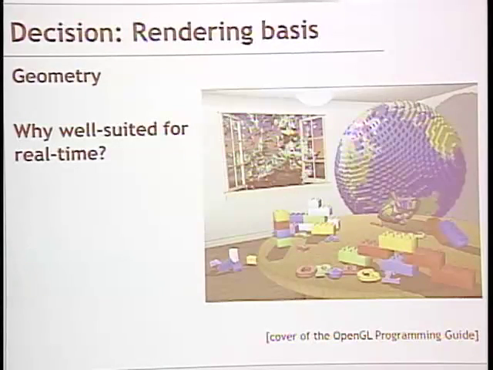So why is geometry suited for real time? It's parallel. Primitives don't affect each other, and rendering a primitive doesn't require global knowledge. So we're going to have lots of geometry, but all the geometry can be done in parallel, separately, without interfering with each other. And so when we build hardware, we're really going to want to take advantage of that.